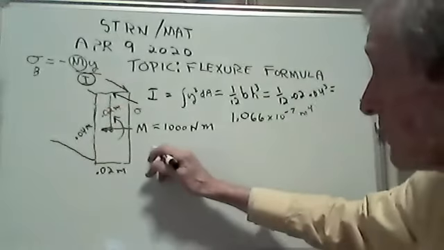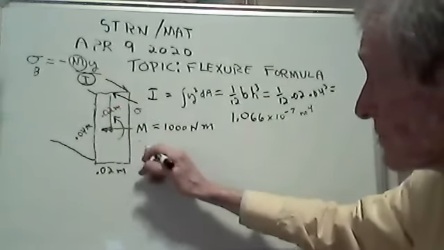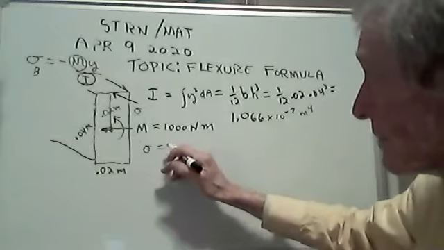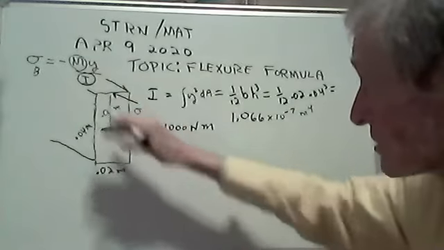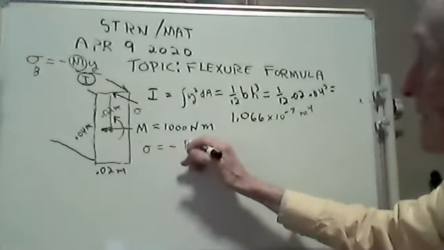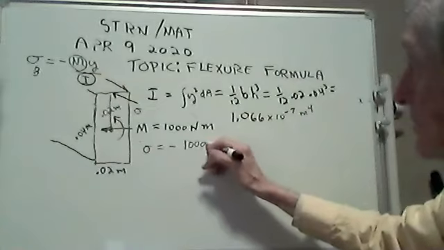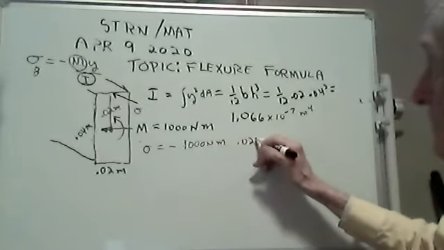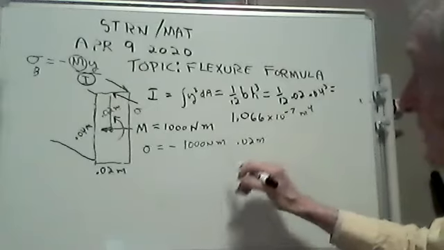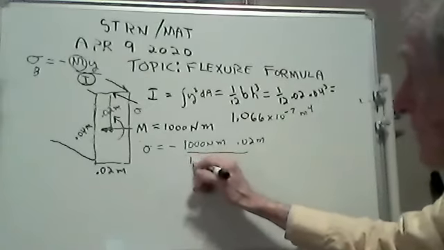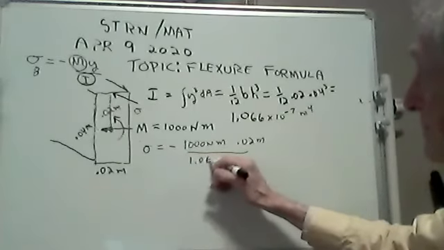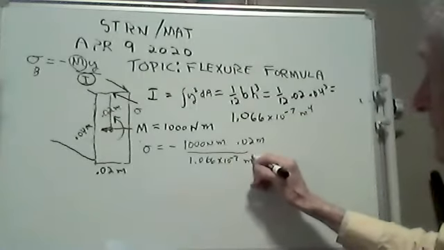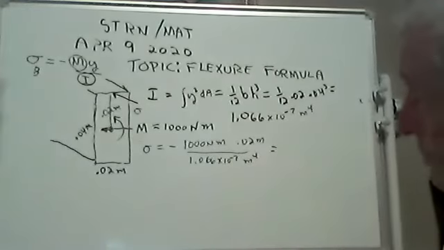So we're going to find the normal stress up here at the top, and it'll be, well, the equation says minus 1,000 newton meters times 0.02 meters divided by 1 point blah, blah, blah. And we're going to get the normal stress. Here goes.